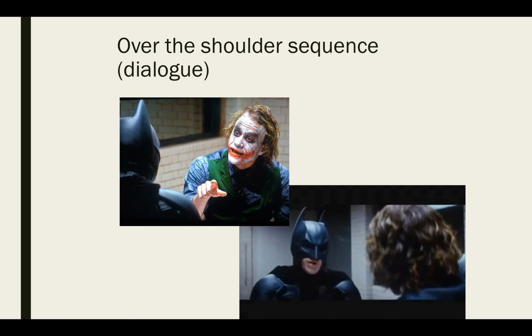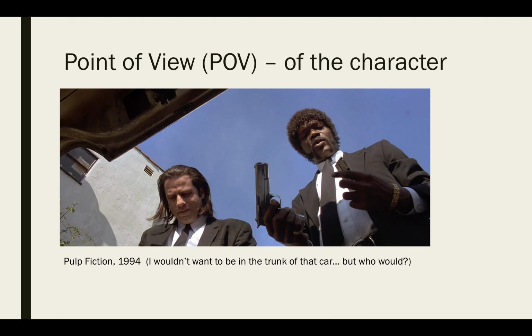So this is a classic dialogue sequence. Whenever you shoot dialogue, you shoot over the shoulder. And I want you to notice how tightly this is composed. So we don't have a lot of wasted space. We don't see a lot of their bodies. We see mostly head and shoulders of the Joker and just head and shoulders of Batman. And I'm going to show you that very soon. And then, of course, here's our point of view of the character.